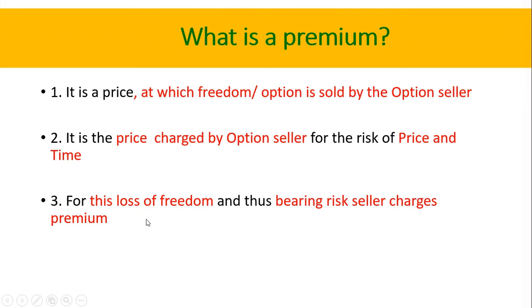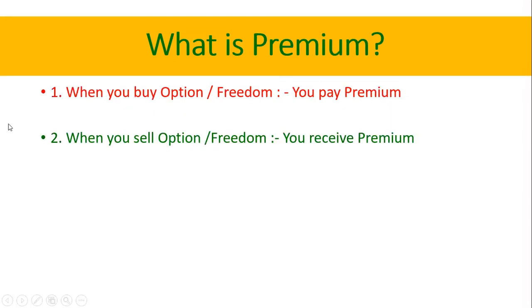In both the cases of call and put, you will find the seller is charging premium to the buyer because he loses the freedom to exercise or not to exercise the call and put option. When you buy a put option, you buy a freedom, you buy a choice. So for that you have to pay some compensation, that is premium. So the buyer pays the premium, the seller sells the option and the freedom, so the seller receives the premium.